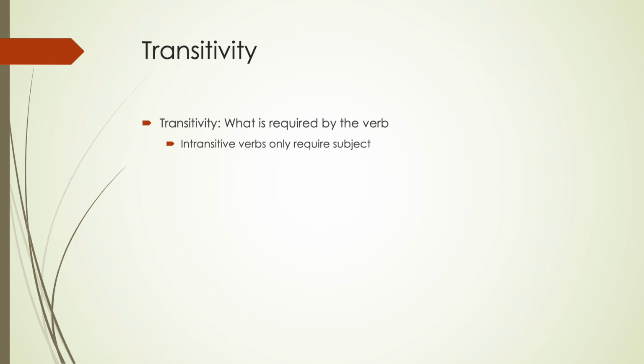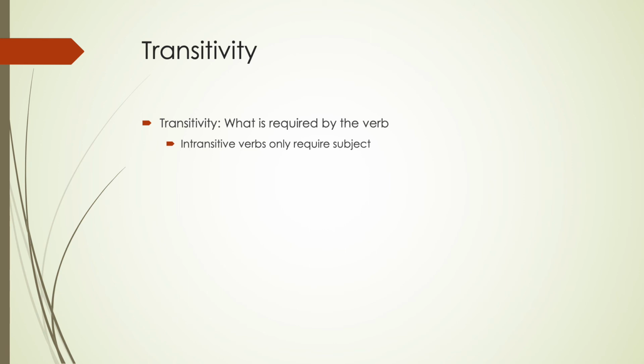To get into transitivity and relate that to case, we're getting a little bit more into some of that last bit of syntax that we'll be talking about. Transitivity is what's required by a verb. And so if you remember this from grade school, transitivity requires things that are based on what the verb needs. So in English, an intransitive verb will only require a subject. So in English, we have to have a subject with any verb.